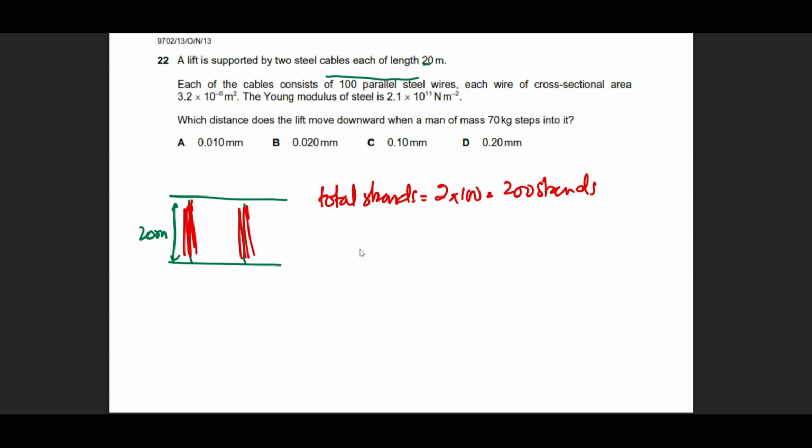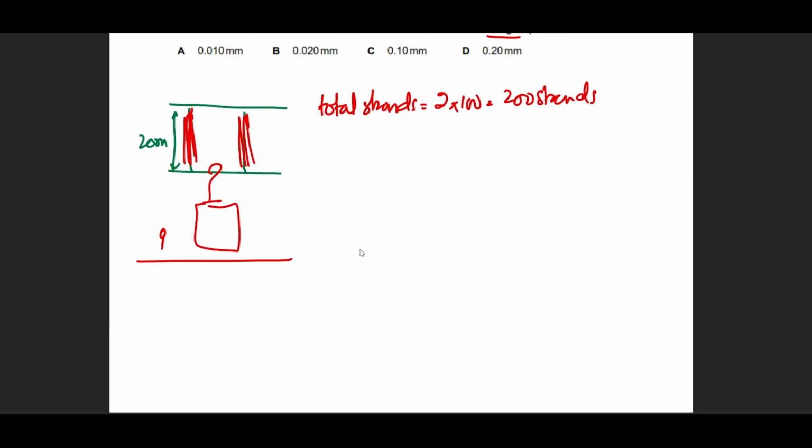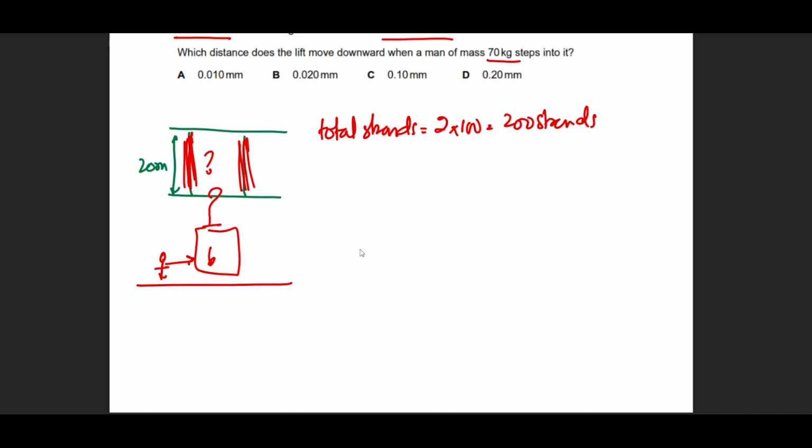Now it says that each wire has an area of this one and the Young's modulus is this one. He asks what's going to happen if a 70 kg man steps on this lift. For example, if the lift is over here, this is the platform, and a man walks by and stands on the lift, what's going to happen to the extension? Most definitely they will be extended, but let's see how to solve this.